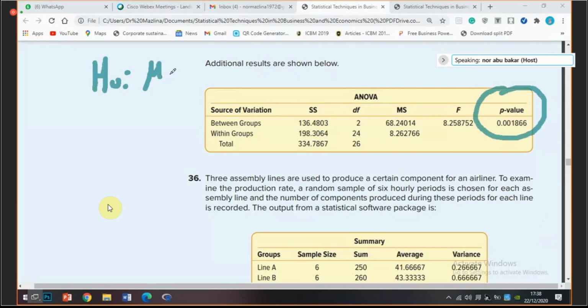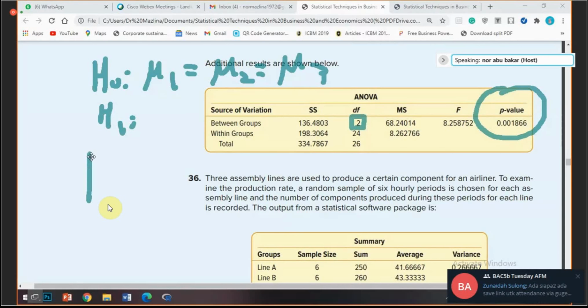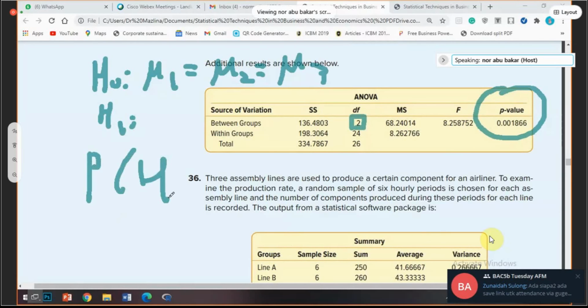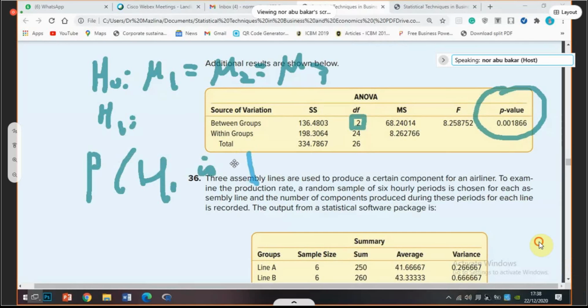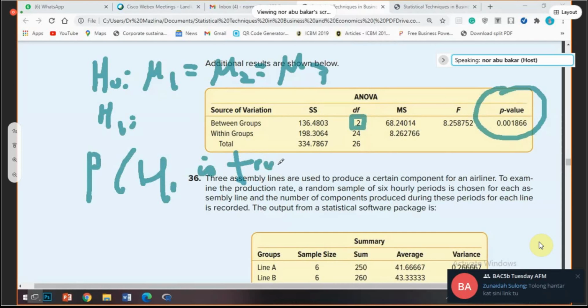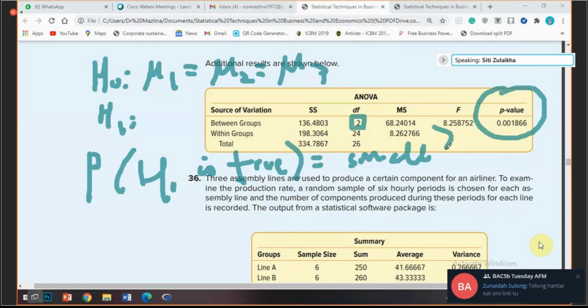Jadi H naught ni adalah mu jenis yang pertama, jenis kedua, jenis kereta ketiga. Ada 3 jenis kereta kan? Because degree of freedom is 2, so you have 3 groups and this is H1. So what does P value mean? P value means the probability that H naught is true. So the probability, is it large or small? Small. Nana bagi tahu small. Yes, very well done.